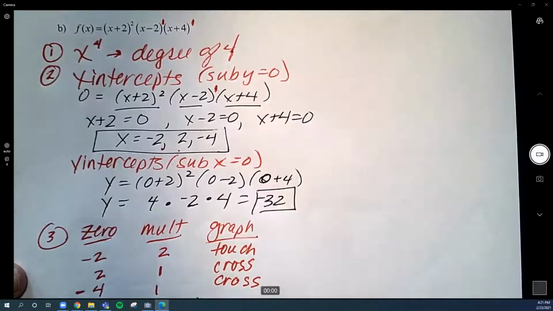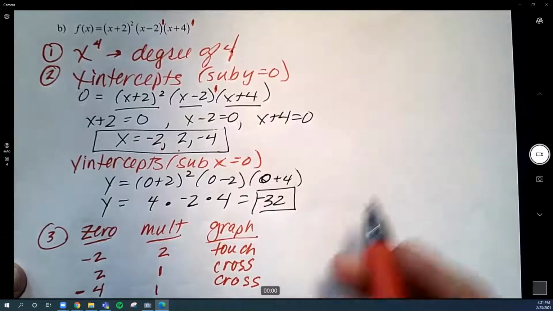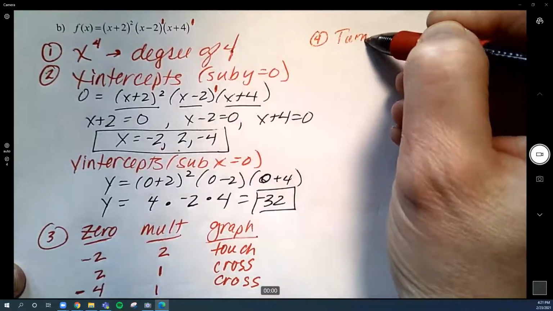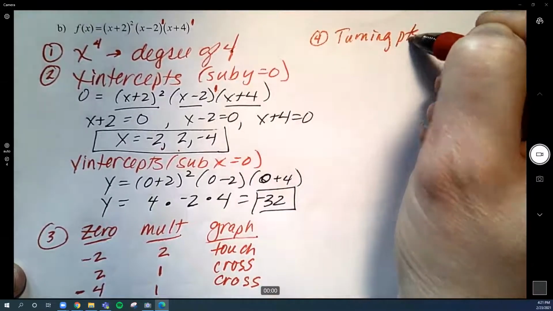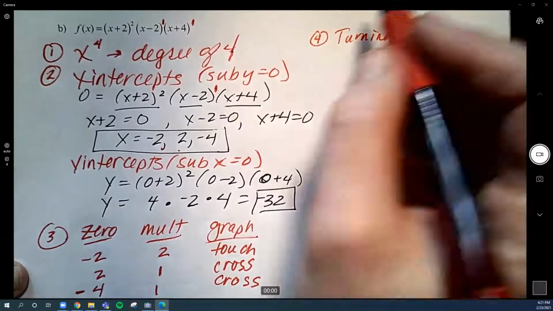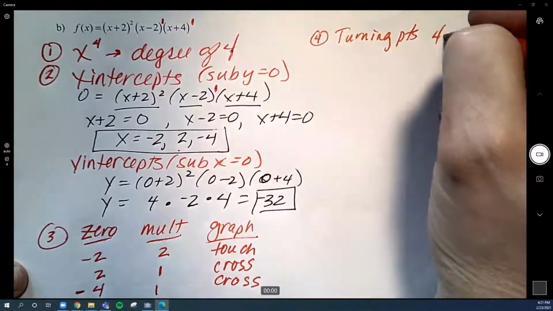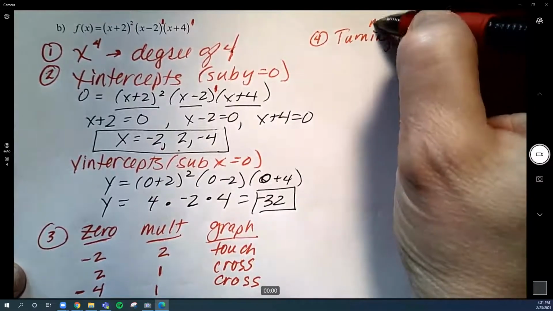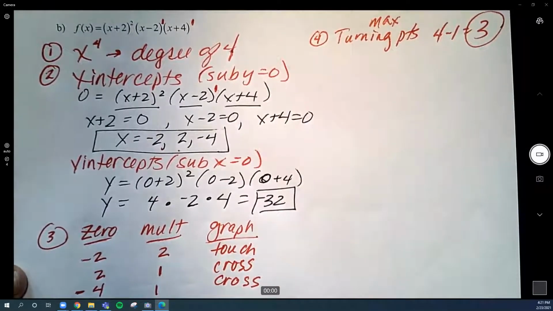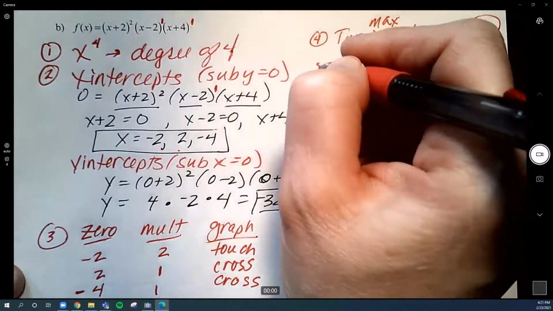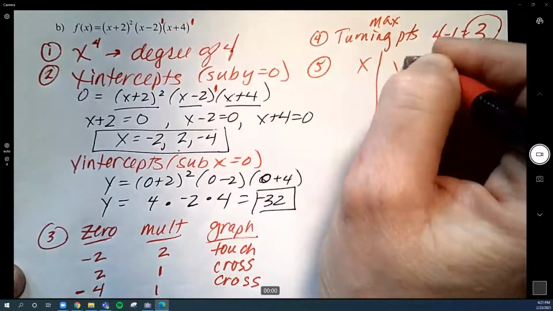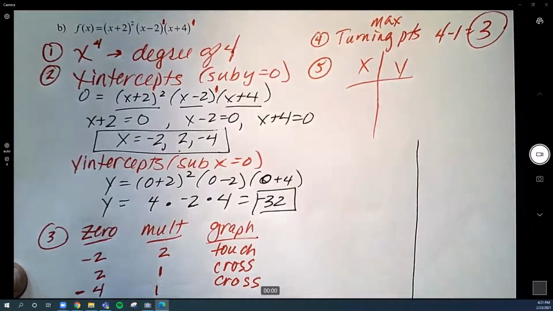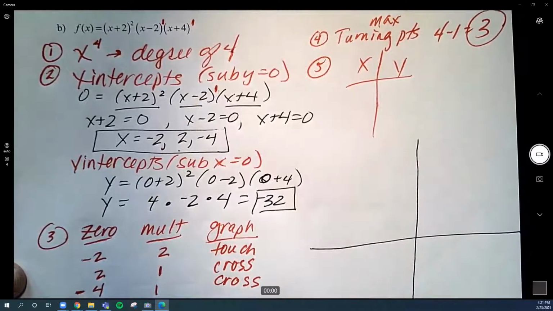The last thing we need to do in step 4 is also find the maximum number of turning points. So up here, let's find the maximum number of turning points possible. N minus 1. Since the total degree is 4, I could have a maximum of 3 turning points. I should write maximum number of turning points there. And then step 5, we're going to find a couple of extra points as needed. So let's go ahead and graph what we have, and then we'll decide what extra points we may need in order to create a good graph.